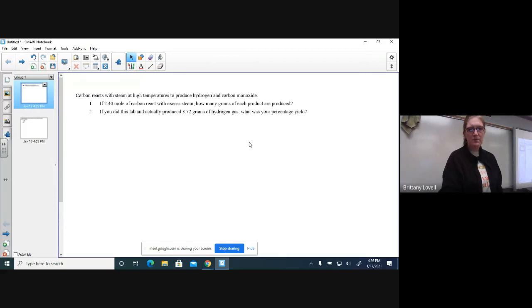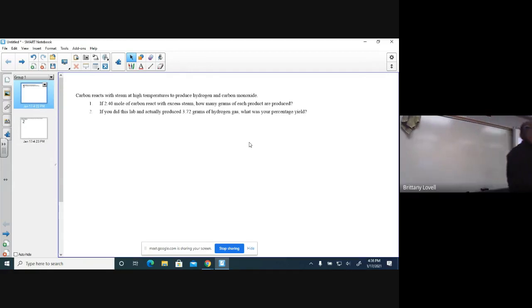So here's that problem. I just wrote it up on my smartboard, and we're going to do this together. Okay. So it says carbon reacts with steam at high temperatures to produce hydrogen and carbon monoxide. The first thing you're going to have to do is to write the reaction.